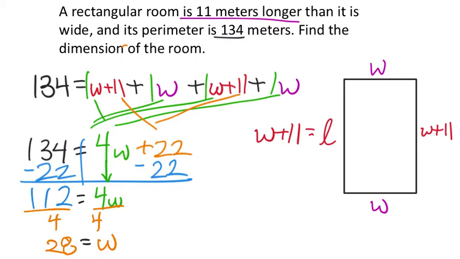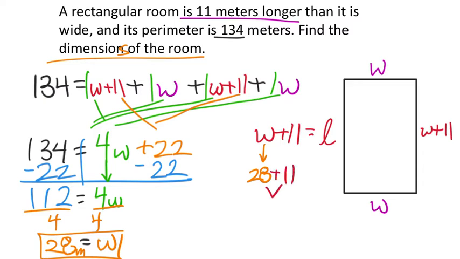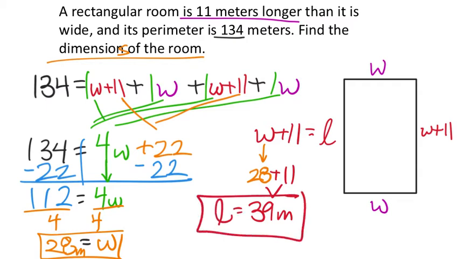Remember, it should have said dimensions. Sorry, typing. We did get the width, and by the way, you should label that. So I'm going to write meters here. 28 meters is the width. That's one of our answers. The other answer is the length, and we know that the length is the width plus 11, so I'm going to take my width and replace it with the 28 meters that we know it is now. So plus 11 ends up being 39 meters right there. So this should be our length, okay?